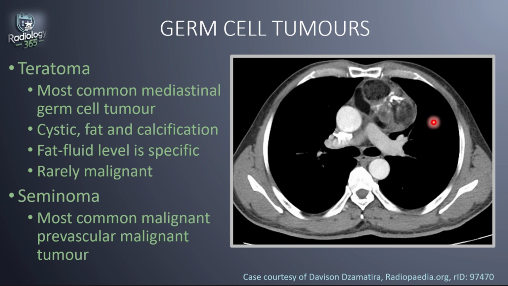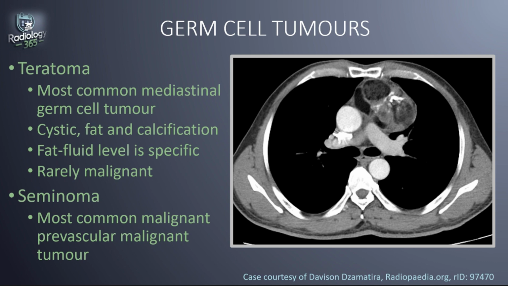Now we'll talk about some germ cell tumors. A teratoma is the most common mediastinal germ cell tumor, usually encapsulated and often predominantly cystic in nature, but fats and calcifications are also very common. A fat fluid level, if seen, is specific for teratoma, but it's not commonly seen. Teratomas can rarely be malignant, especially if there is a large soft tissue component. Then you can be thinking probably some malignancy in there.